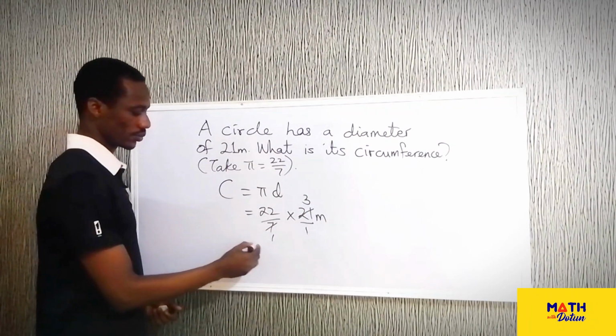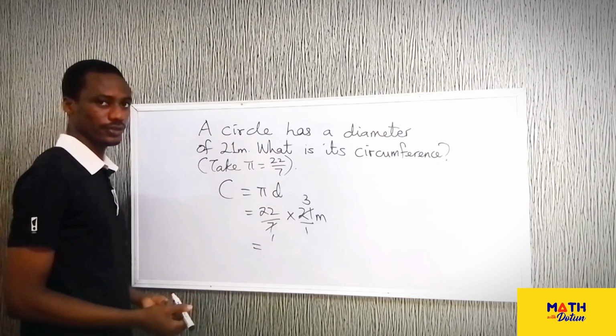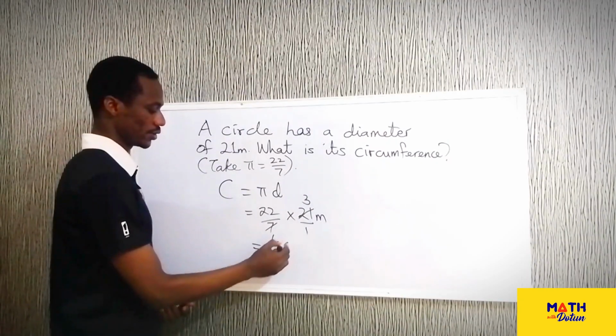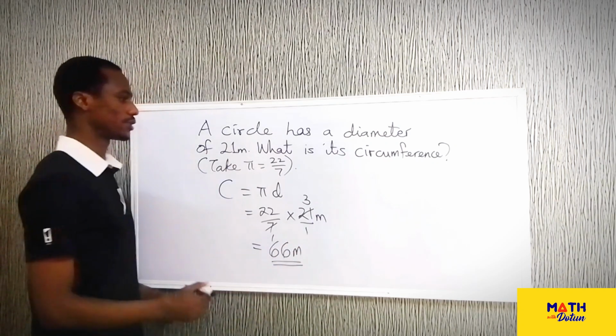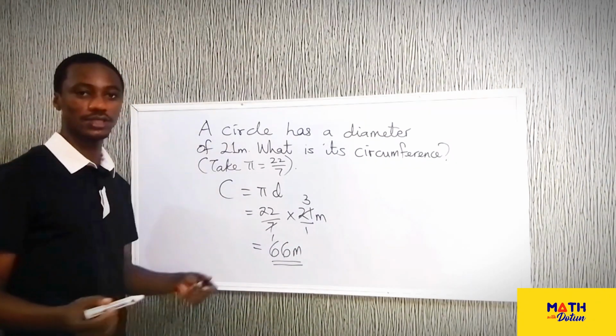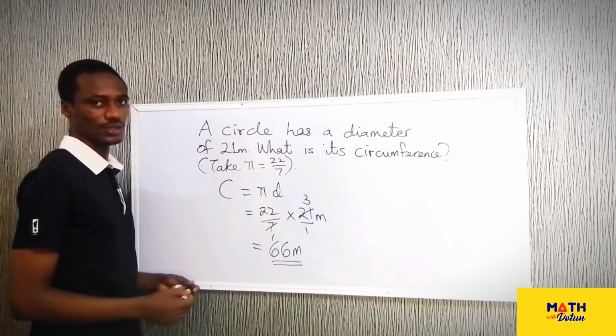So what do we have left here? 22 times 3, and 22 times 3 is 66. That's in meters. So the circumference of the circle with the diameter 21 meters is 66 meters.